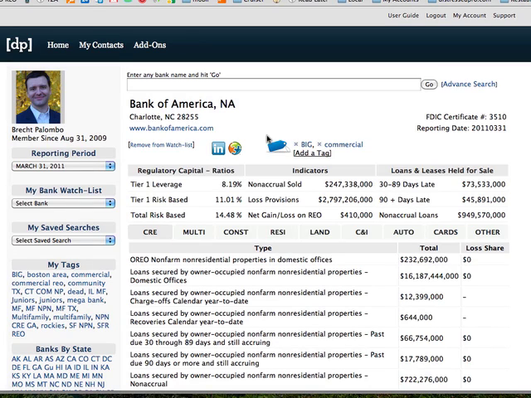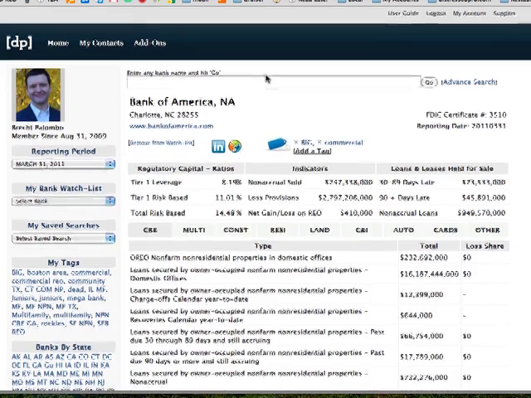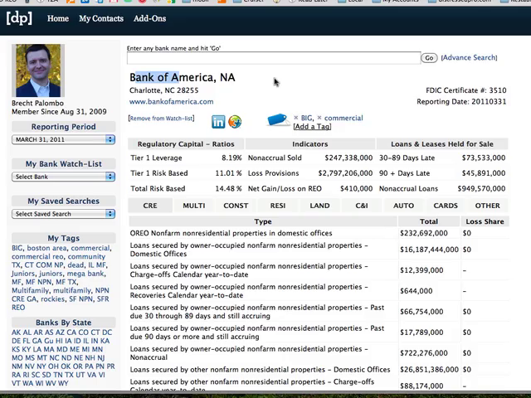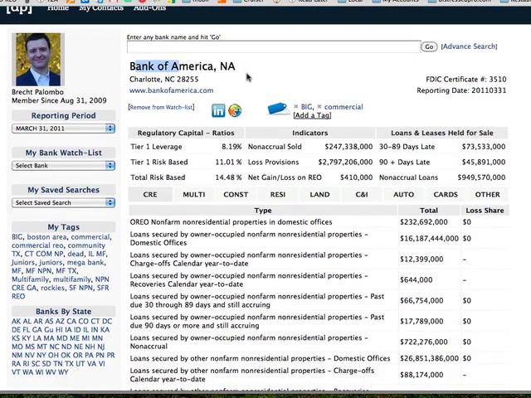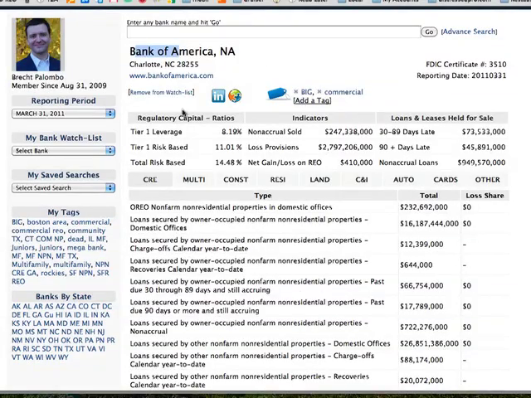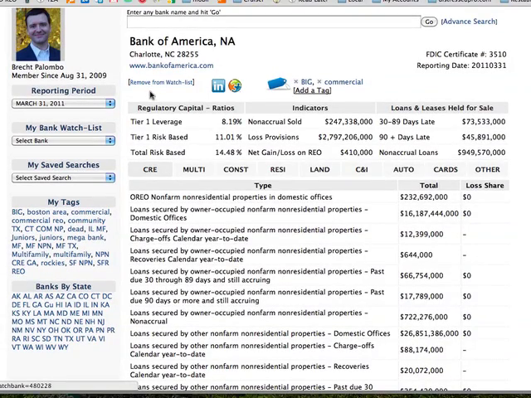In this video, I want to cover the Bank Prospector bank record details. Okay, at the top, obviously, we have the name of the bank and the location of its headquarters, its website. Here's a watch list option if you want to add it to a watch list. You can see I have Bank of America already added.